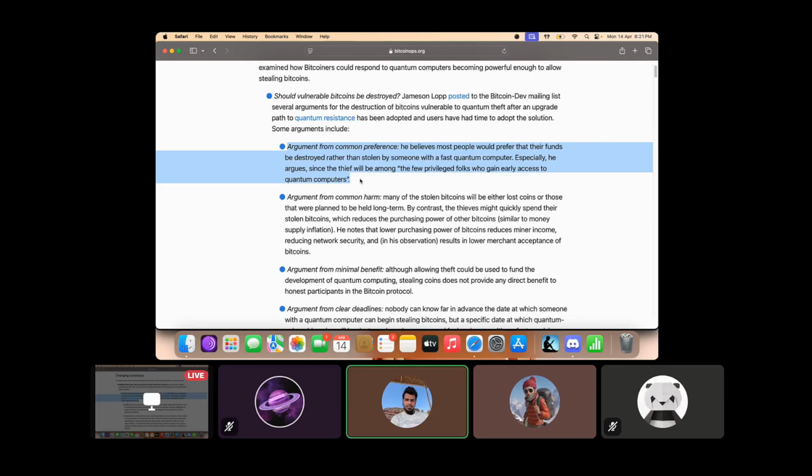First, let's just discuss the point of view shared by Jameson Lopp here, and then we can agree with him or differ with him, right? So he believes that most people would prefer that their funds be destroyed rather than stolen by someone with a fast quantum computer. So if somebody has access to a quantum computer and your bitcoins are quantum vulnerable, Jameson Lopp believes that most people would prefer that their coins be destroyed instead of their coins being in the possession of a thief. All right, so that's the first argument from common preference. Yeah, somebody's trying to speak. Yeah, sure.